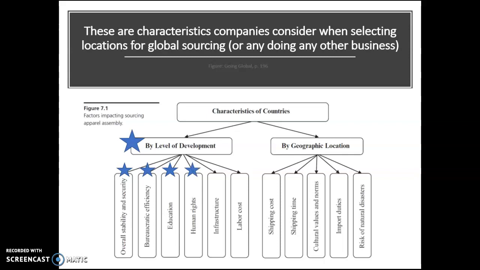Human rights is also another factor. We want to make sure that people are being treated fairly in the country that we're entering, if that's important to your brand.